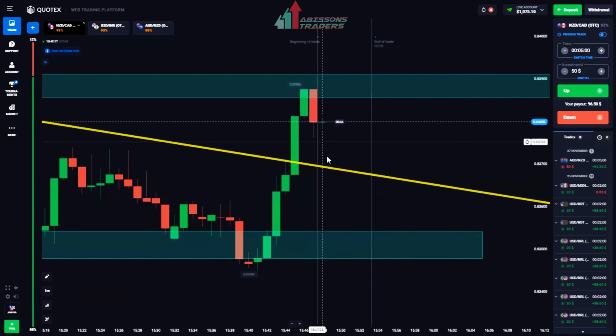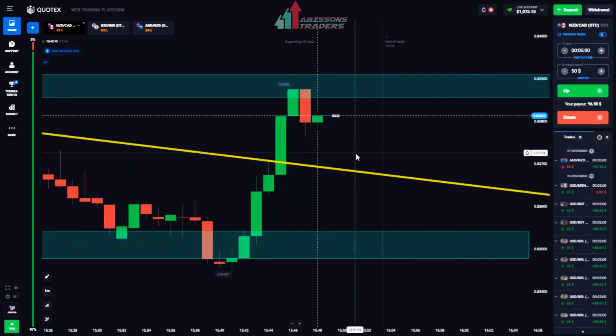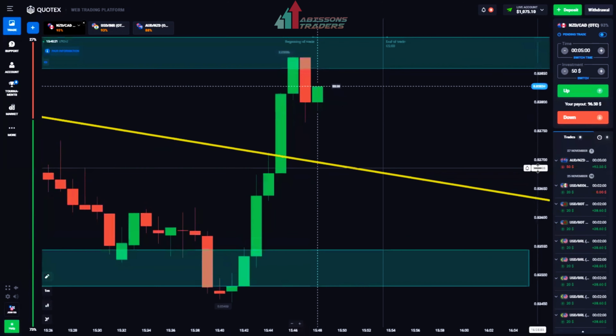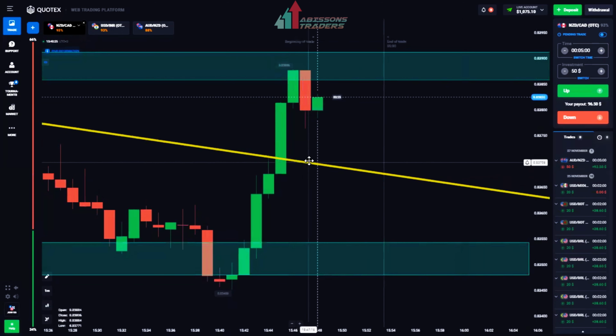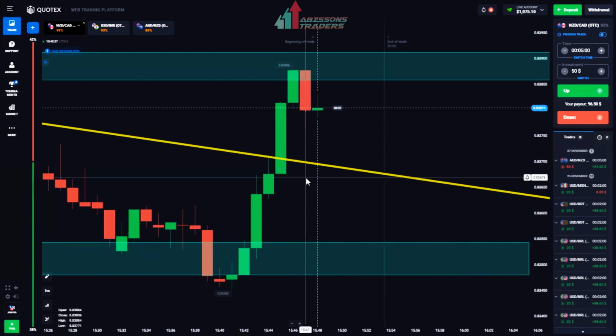You don't have to ignore that rejection, okay? So let's wait for another one, right? Don't ignore this rejection. It speaks a lot. Let's wait for another candle. Good momentum candlestick.